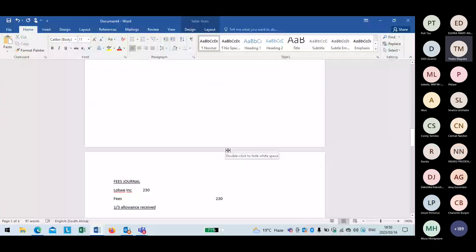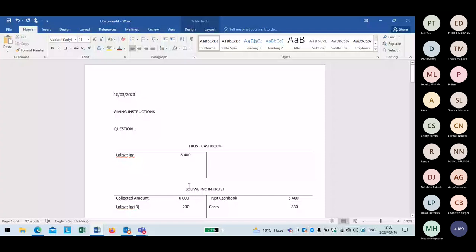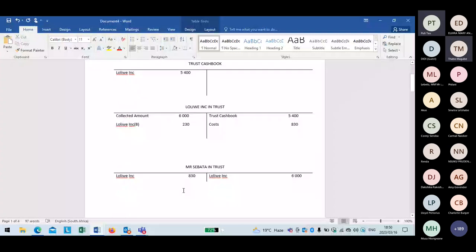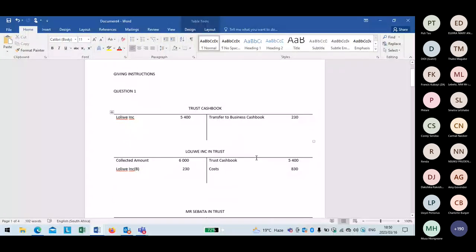So we are done with step number five, or is it almost? Almost done. What is left? Cashbook. Credit trust cashbook. And what do we say? Transfer to business account. Business cashbook. How much are we transferring? 230. Is that all we do?